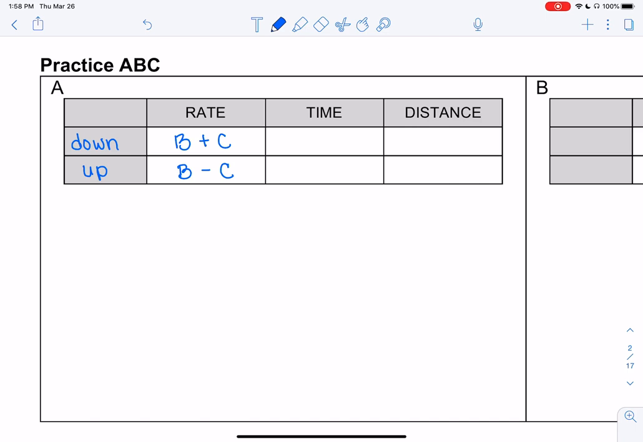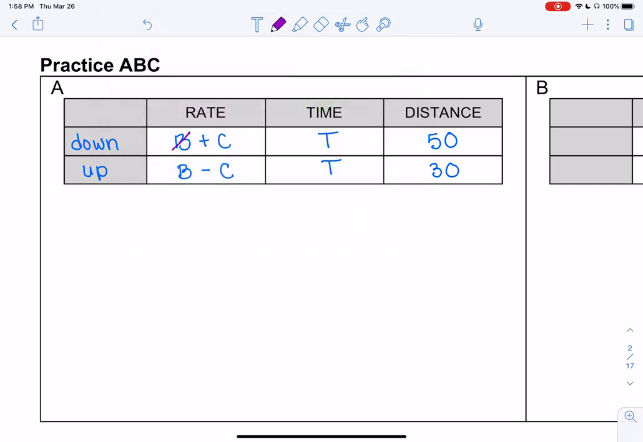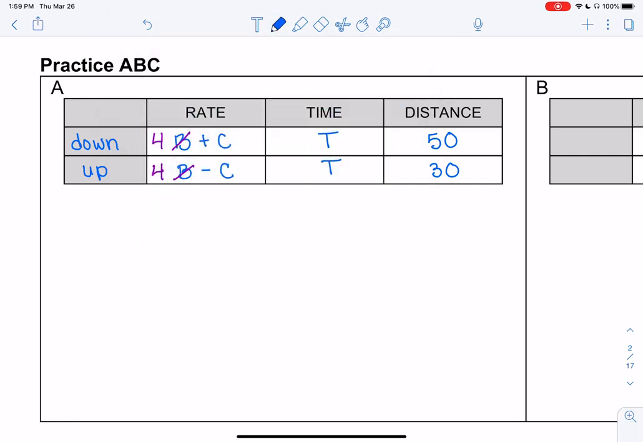And then we go back to find information. They can go 50 miles downstream, so that's my distance for down. In the same time, it took them to go 30 miles upstream. That's my distance for up. It was the same amount of time for both, so I labeled those both T. And then we are given the rate of the boat. The speed of the boat is 4 miles per hour. So for the B values, I'm going to just change that over to 4. And now I'm ready to start my equations.